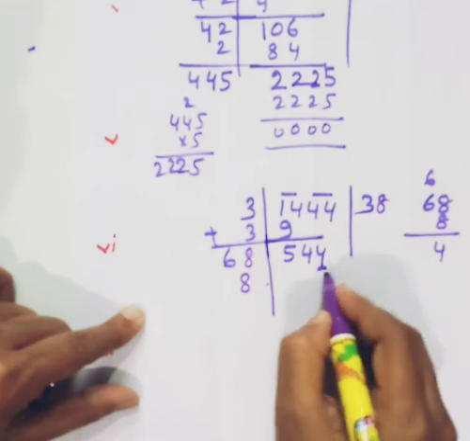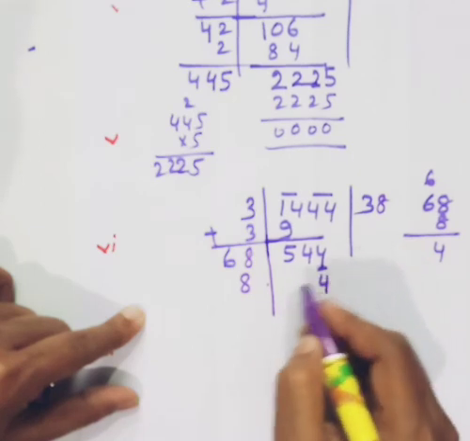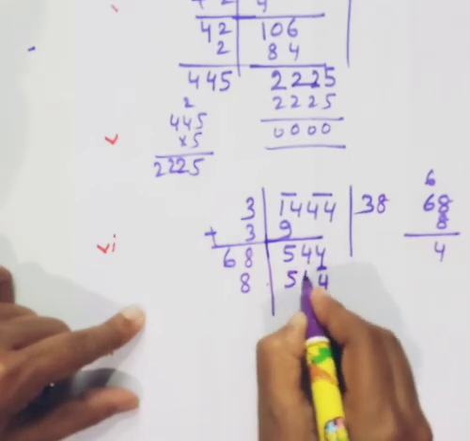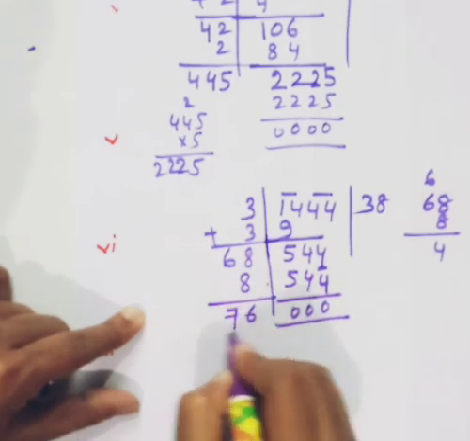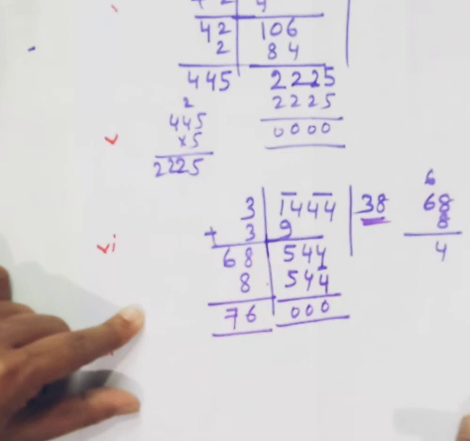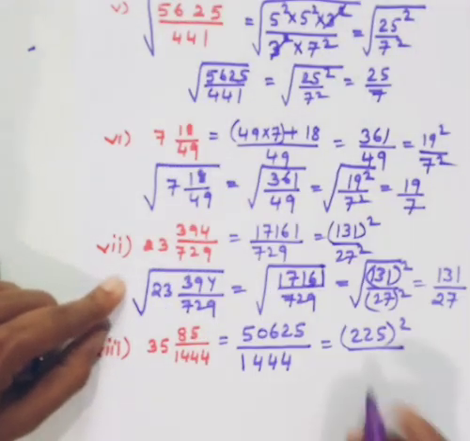So this will be 8 8s are 64, 6 8s are 48 and 6, 54. So you are getting 0 here. 38 square. This is 38 square.